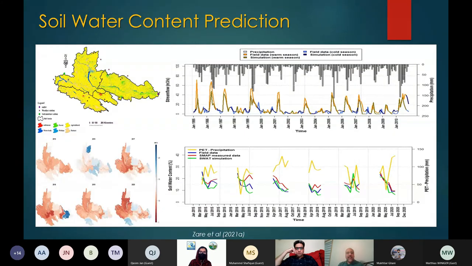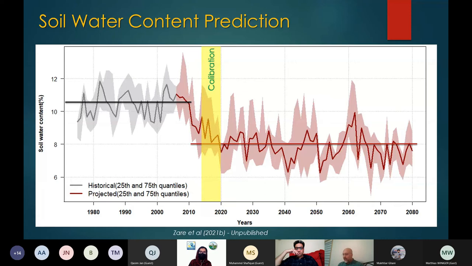What he's doing here is using different climate models, regional climate models, 11 of them, and based on the mean values of all models, his preliminary results indicate that soil water content will decrease in the next 60 years, let's say 2080, by about 3% average value. This means that the soil will be drier in the coming decades, the local soil in this watershed.